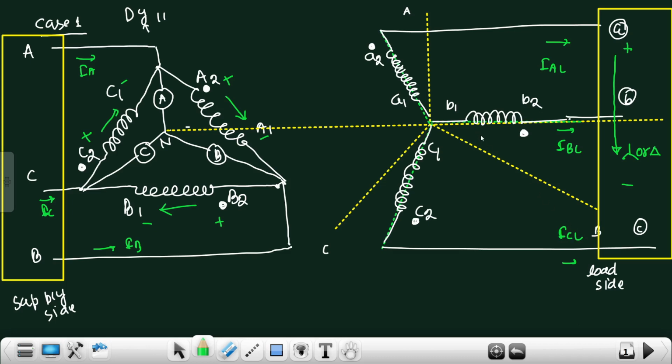Okay, so since load is absorbing the power, that means the LV side star is supplying the power, and we know that the dot is representing the positive terminal. So this is positive, this is negative, and this is positive, and this is negative. Since the star equivalent is supplying the power, current will flow from minus to plus.